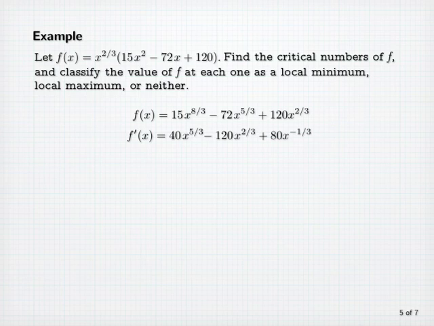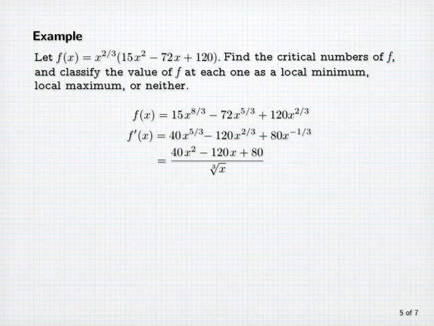minus 1/3 power. Now let's think of x to the minus 1/3 as 1 over x to the 1/3 power, and write all three terms over a common denominator of the cube root of x. The numerator then is 40x squared minus 120x plus 80. Note that you could think of obtaining that by multiplying the previous expression by x to the 1/3 over x to the 1/3.